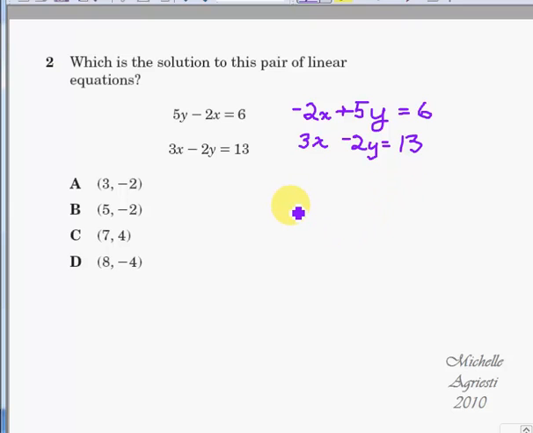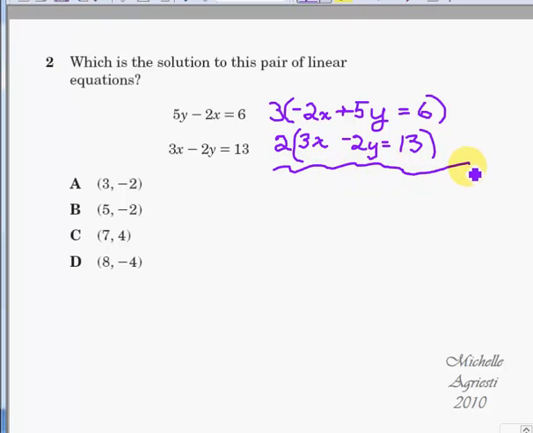The other method is solving simultaneously, and that involves multiplying each equation so that one of the terms cancels out. So either the x's cancel themselves out or the y's. Looking at this, if I multiply this first equation by 3, I'll get negative 6x here. And if I multiply the second equation by 2, I'll get positive 6x. Well, negative 6x and positive 6x will cancel each other out. So that's what I'm going to do.